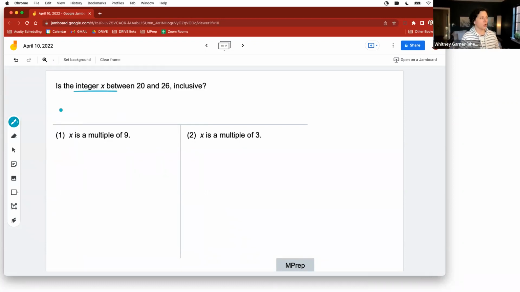It's important that I note that X is an integer. I really want to pay attention when they tell me that a number is positive or an integer, because I don't want to assume it. So if they tell me, I want to kind of get excited about it. So is X in this list? And the way I would write it is maybe kind of like make it look a little bit like a set. So is X 20, 21, 22, 23, 24, 25, or 26?